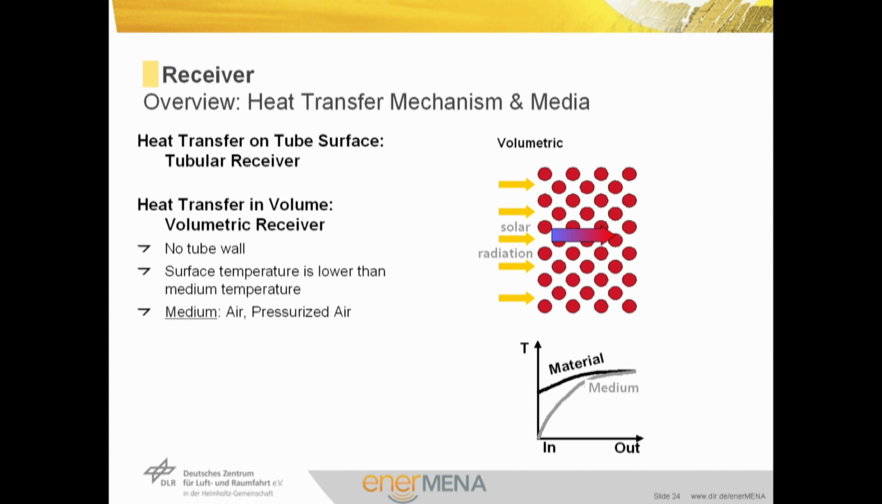The volumetric effect is the fact that the irradiated front surface of the absorber is cooler than the internal section of the absorber. This is shown in this diagram. Here, the material in the front side has got a lower temperature than the medium on the outlet. This lowers thermal radiation losses and is beneficial for the material.